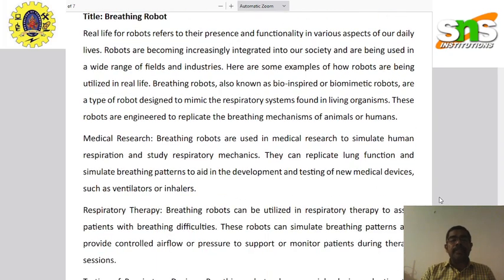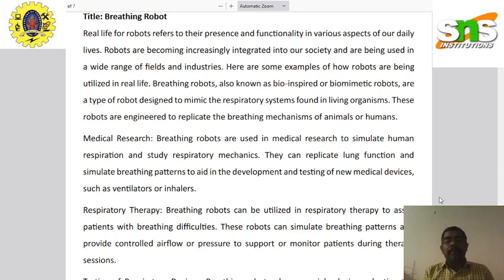The main utilization of the breathing robot comes under the category of medical research. Breathing robots are used in medical research to simulate human respiration, as I said earlier, and also to study respiratory mechanics. They can replace lung function and simulate breathing patterns to aid in the development and testing of new medical devices such as ventilators or inhalers. So if you develop such a breathing robot, it is easy for patients to get a replica of their lungs.